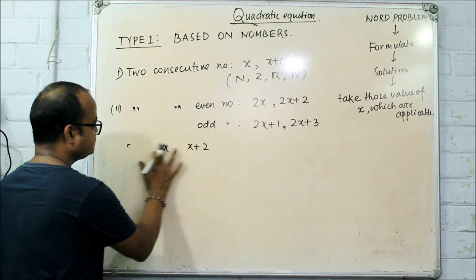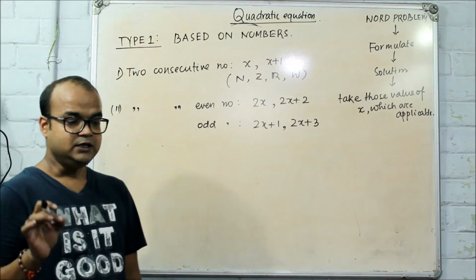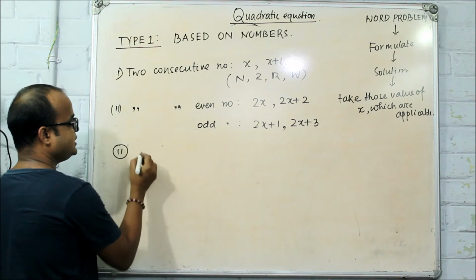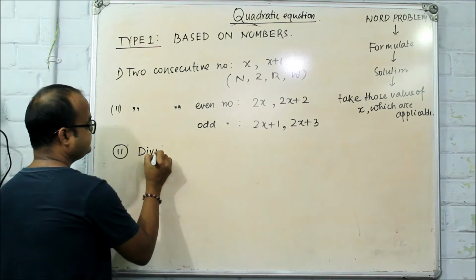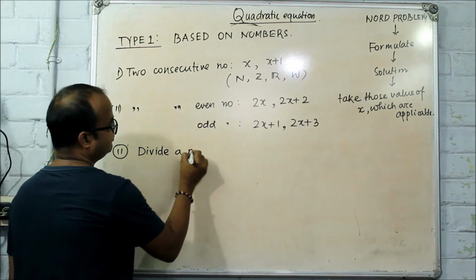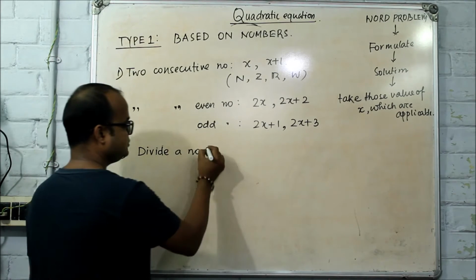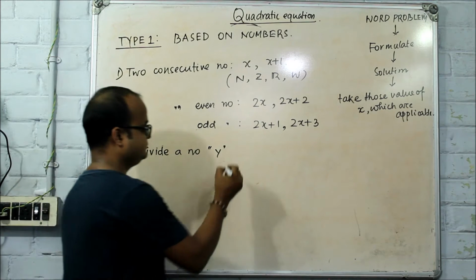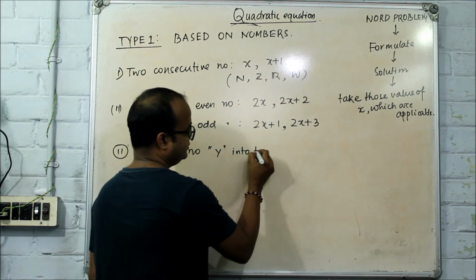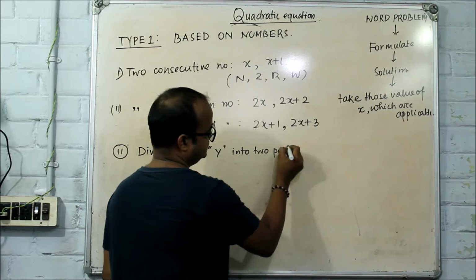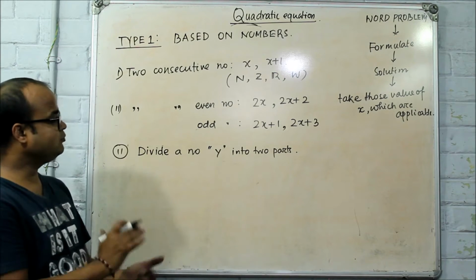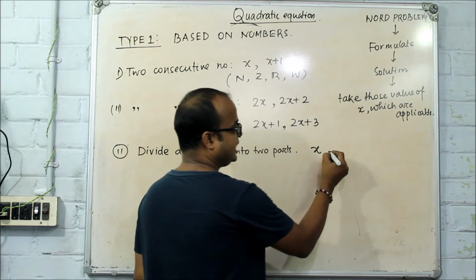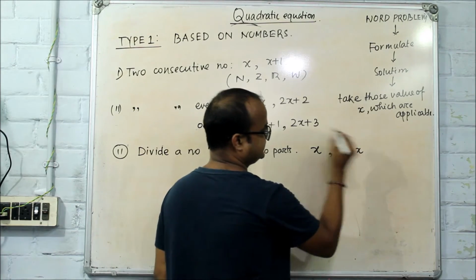Now, if you need to divide a number, suppose the question is divide a number, suppose any number is given to you, for example I am considering y, into two parts, divide a number y into two parts. So you consider one of the numbers as x and another number as y minus x.